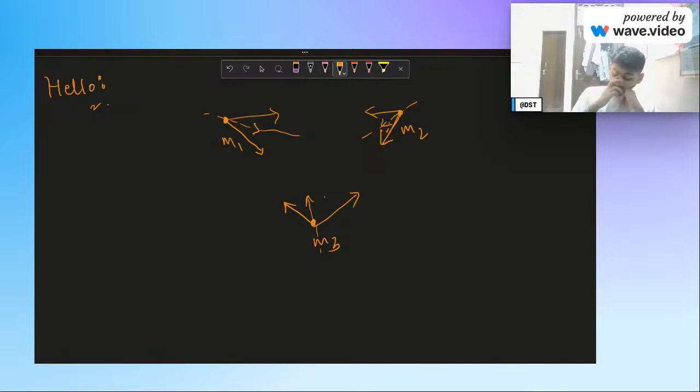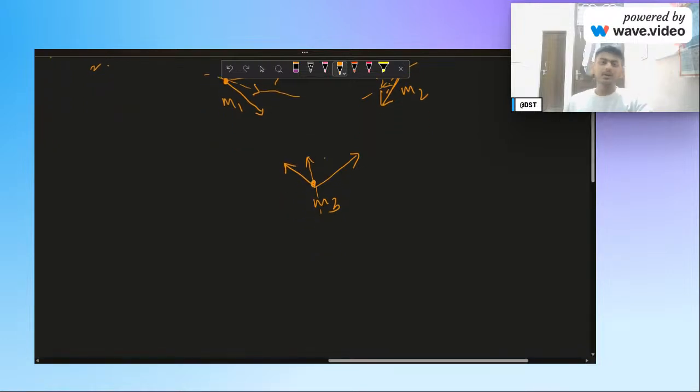So let us just solve a question. Two particles of equal masses go around a circle of radius r under action of their mutual gravitational forces. Find the speed of each particle.